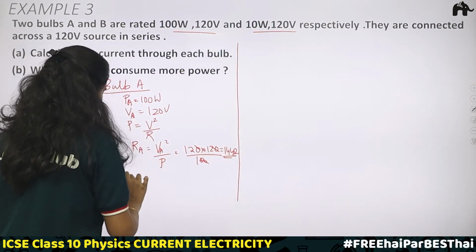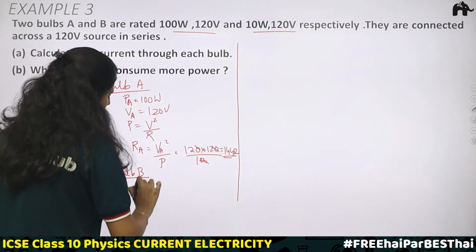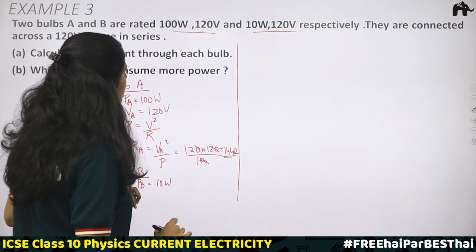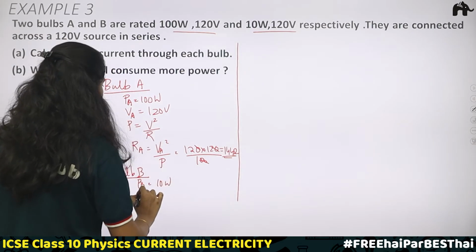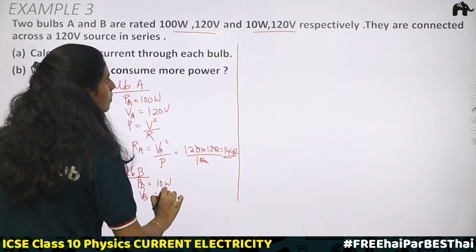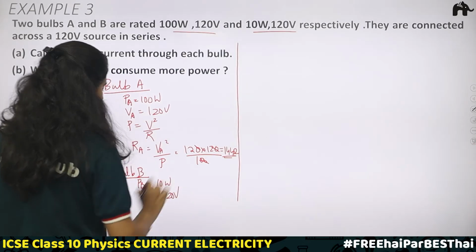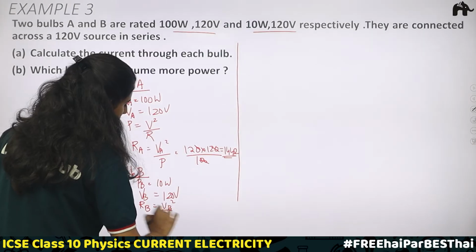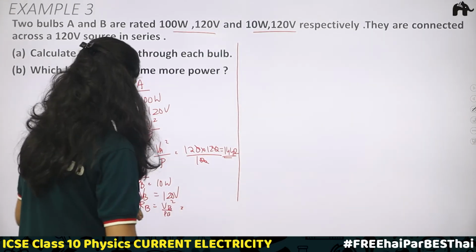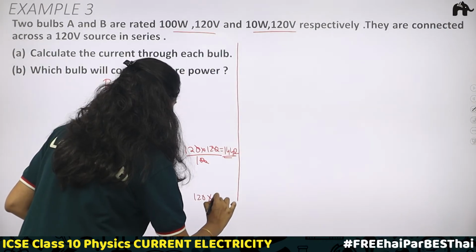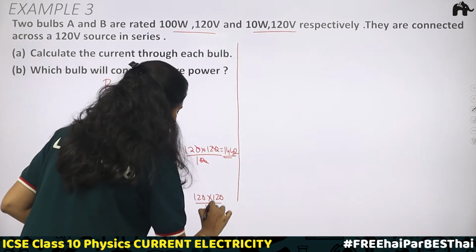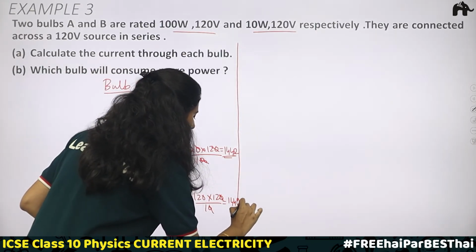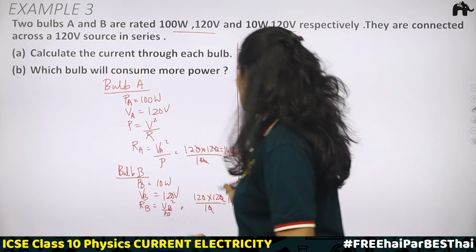Now for bulb B. Power of B is 10 watt, and potential difference of B is 120 volt. Again RB will be equal to VB square divided by PB. That is 120 into 120 divided by 10. Zeros getting cancelled, 12 into 12, 144. Again we have a 0, so 1440 ohms.